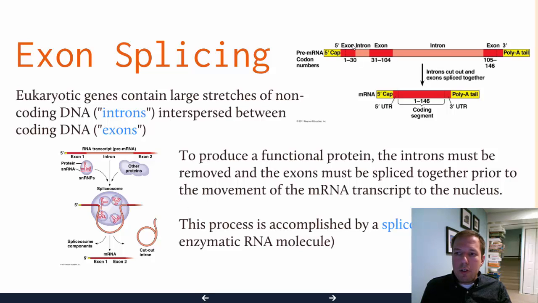So those introns all along the length of the mRNA, whether there be one or multiple of them, they need to get cut out, the ends spliced together so that what you end up with is the cap, the coding region of DNA consisting only of exons, and the poly A tail.